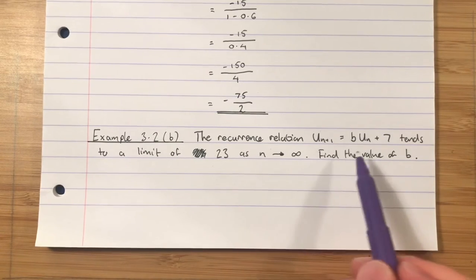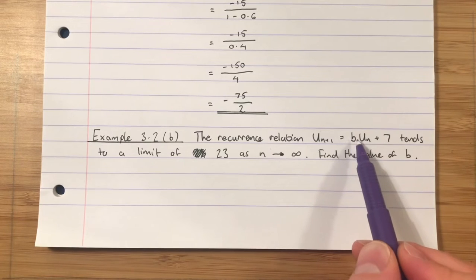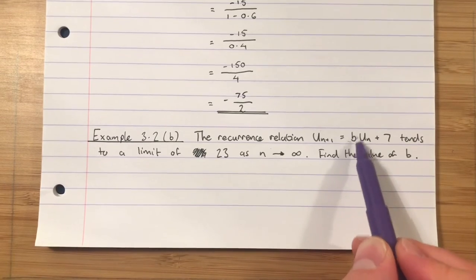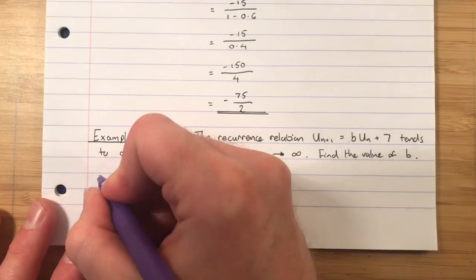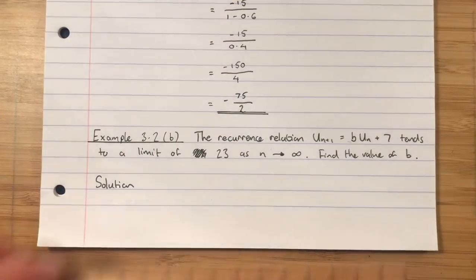It's telling you you've got this recurrence relation, you don't know what the value of a is, you don't know what the value in here is. I'm saying the value of a, the value of b, doesn't really matter what we call it. This unknown multiplier. But we know that this unknown multiplier gives us a limit of 23. Right, so I'll start the solution on this side and then I'll have to flip over because we'll run out of space. But we'll get a starting point here.